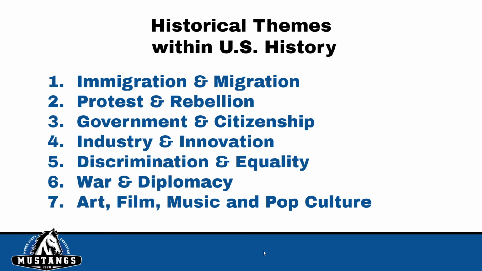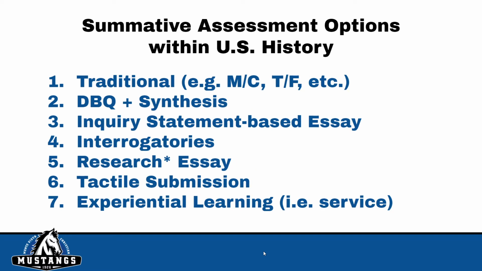So with each one of those themes, you'll choose how you would like to be assessed. If we take a look at this slide, this goes through the 7 different types of assessment for this course. You'll have one summative assessment at the end of each historical themed unit, roughly 4 or 5 weeks for each unit. So, as an example, you could do a traditional multiple choice true false type of test.